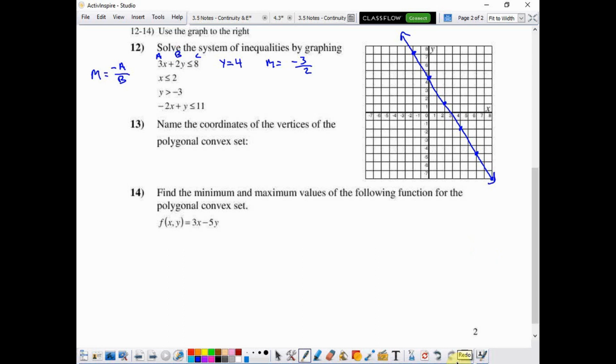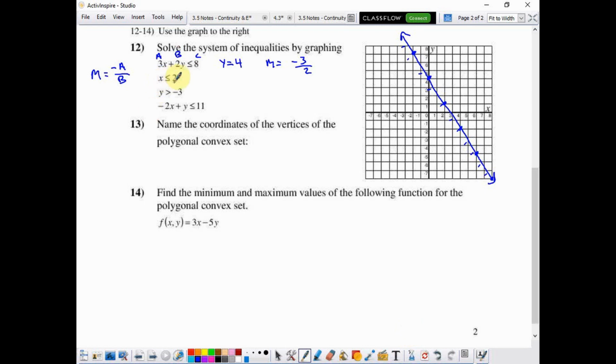Then I need to check and see which side we want to shade. If I put in 0 for x and 0 for y, I get 0 plus 0 is less than or equal to 8, and that is true. So this particular line is going to shade toward the origin because the origin was true. I'm not going to do all the shading yet. I'm going to wait until I've graphed all 4 of my lines.